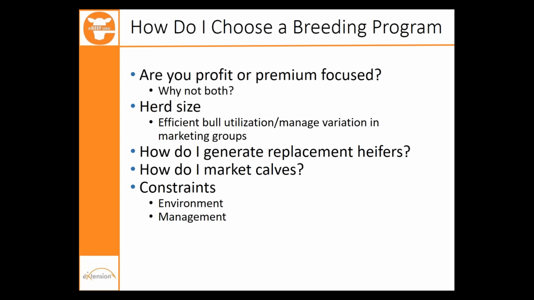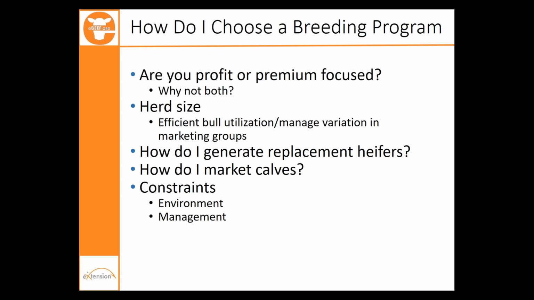Sure, Bob. So in my mind, there are several things that are really important to consider when we're thinking about choosing which breeding program really fits our goals. The first of those is, do we want to be profit or premium focused? And when I say profit focused, I'm sort of thinking about cow-calf profitability and using that heterosis to increase our profitability in the cow-calf herds, or premium focused, where we're thinking about fitting calves to market targets, maybe a premium-based marketing system.